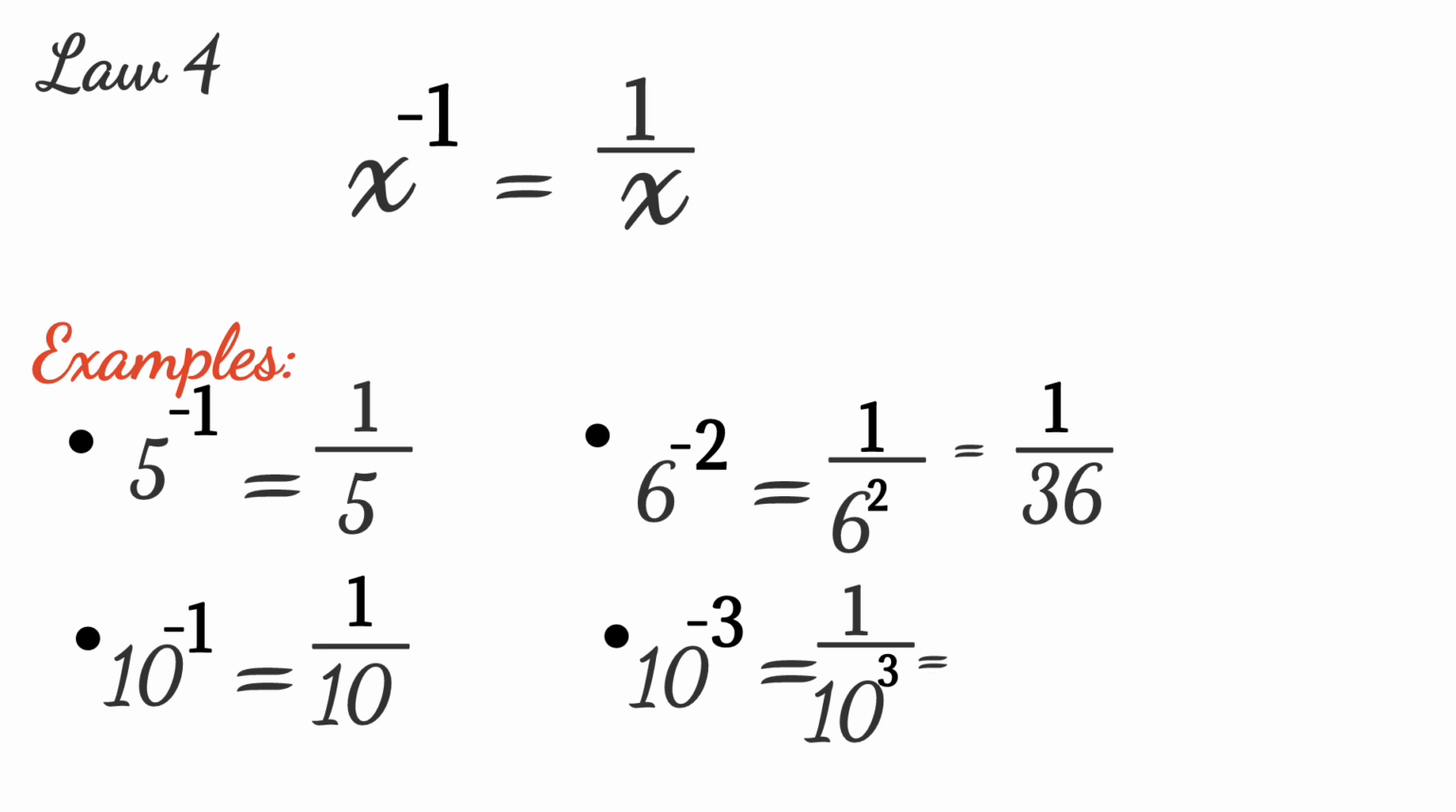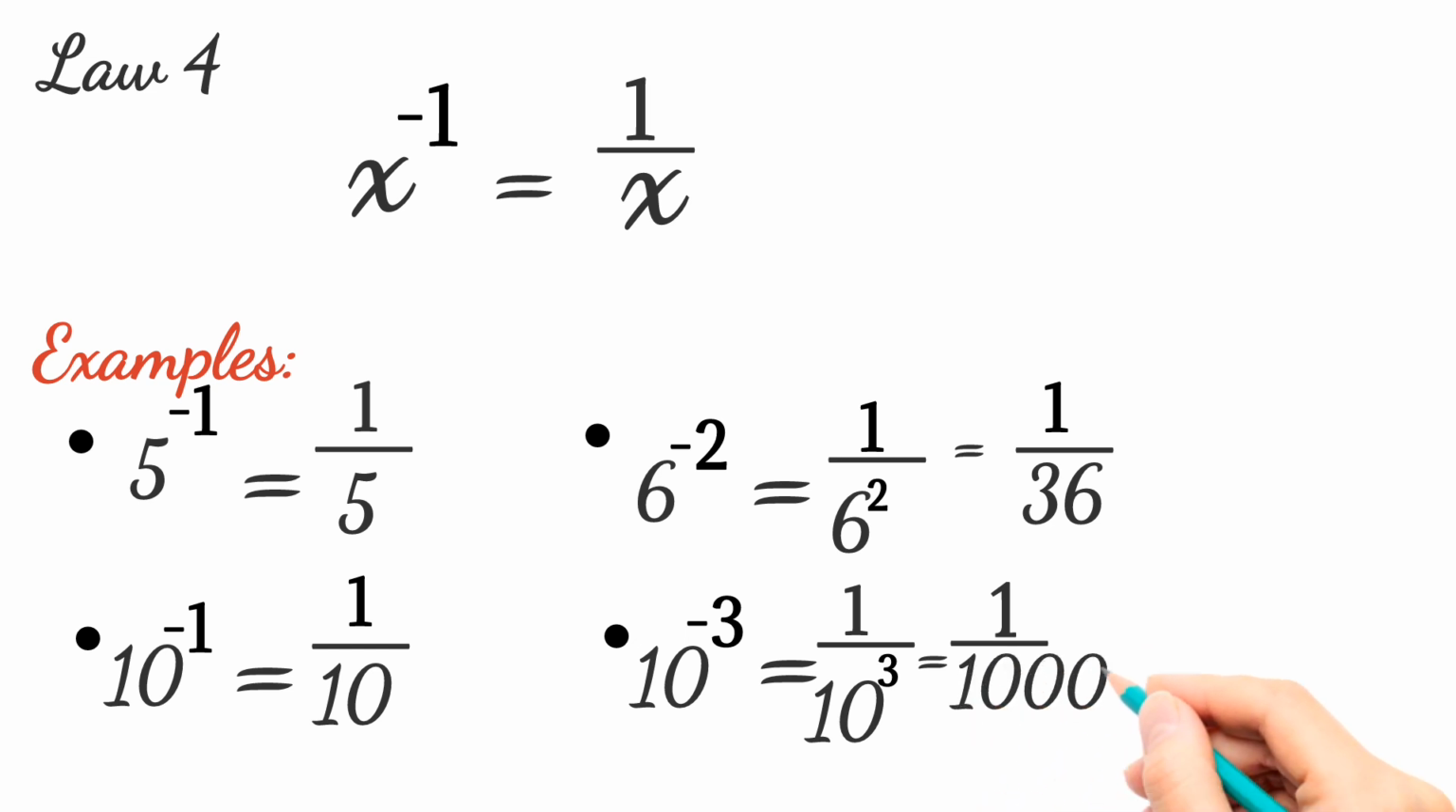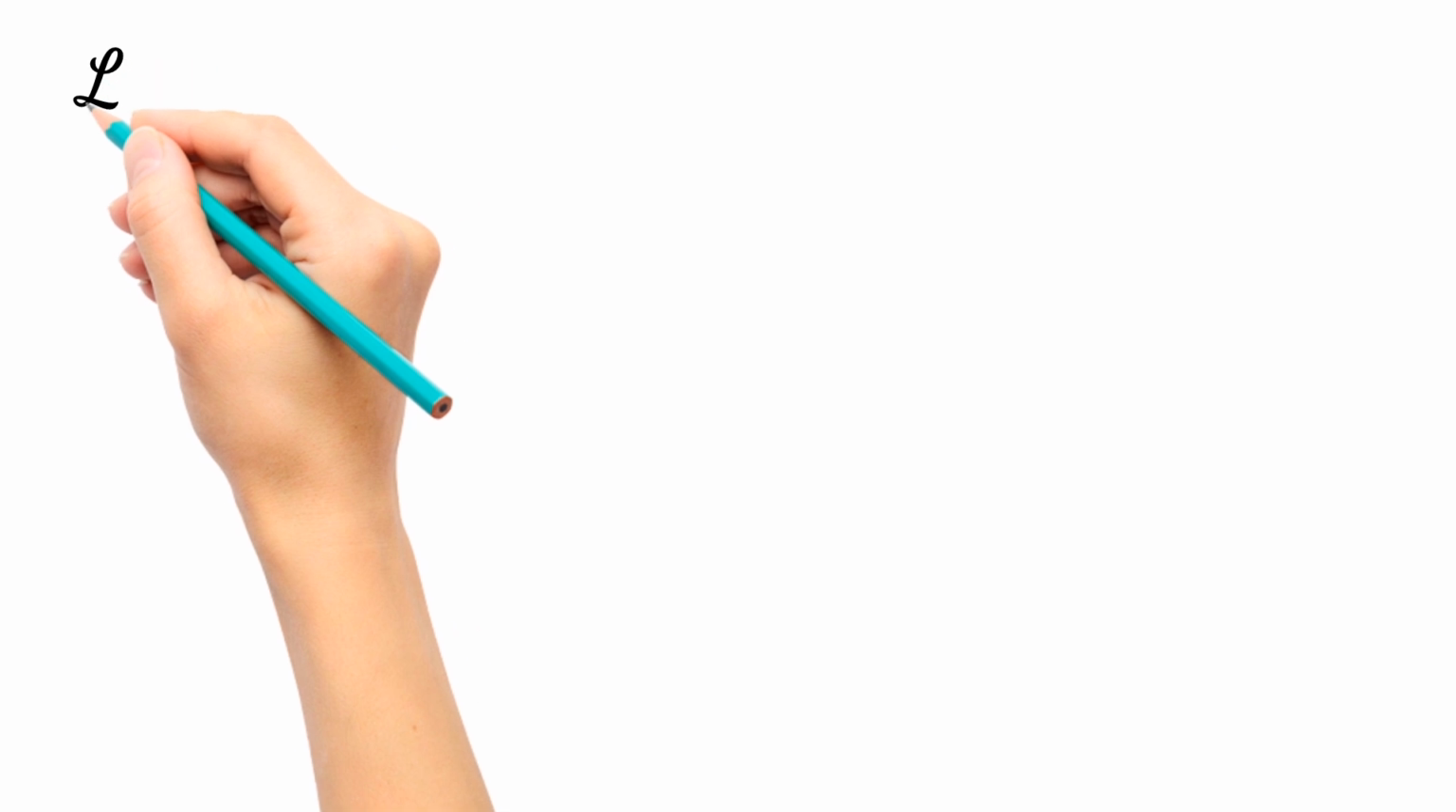So now it will be what? 1 over 1000. So you can write it down in your book like that. 1 over what? 1 over 1000. Alright. Let's go to the next law.